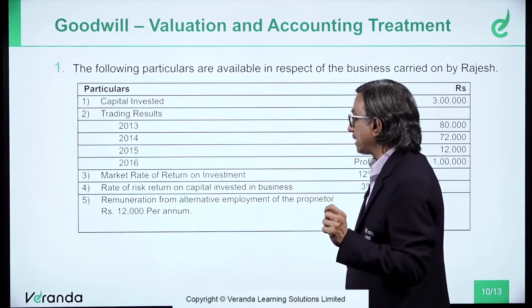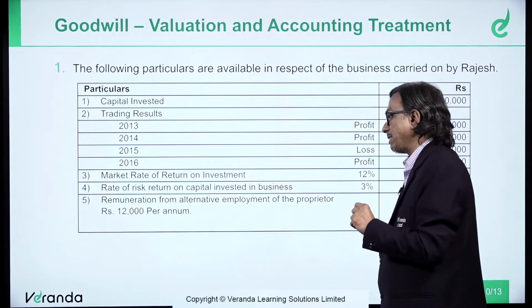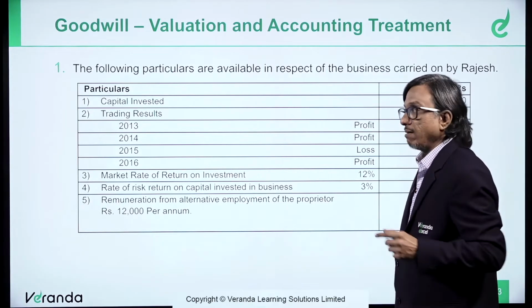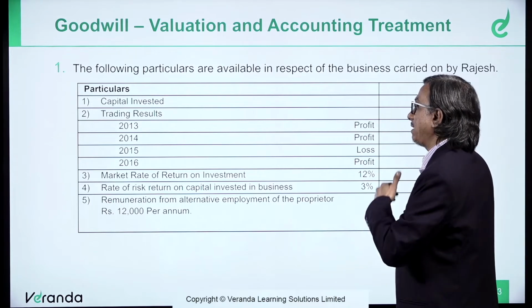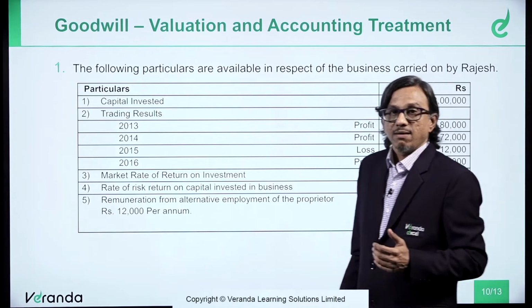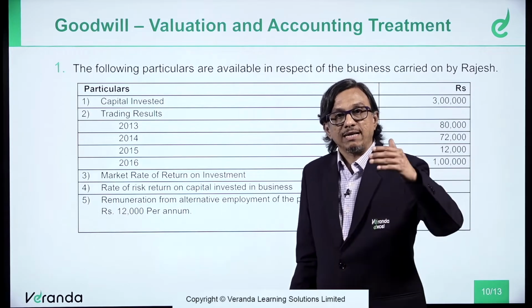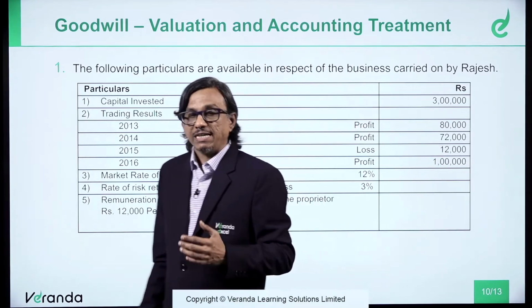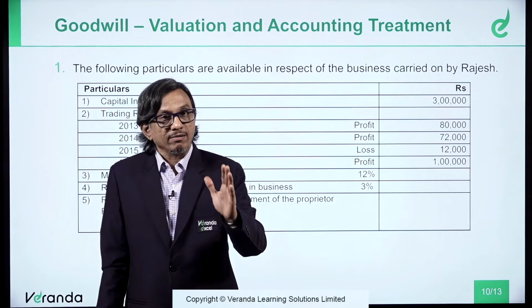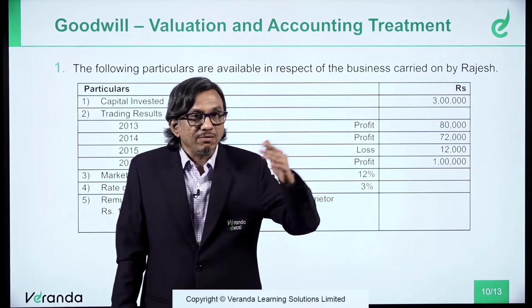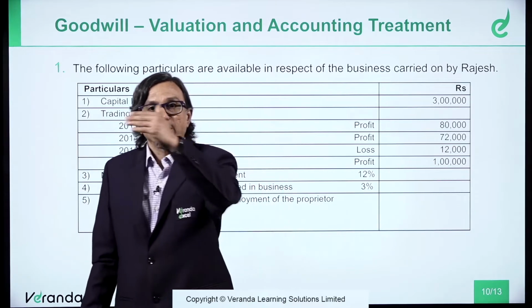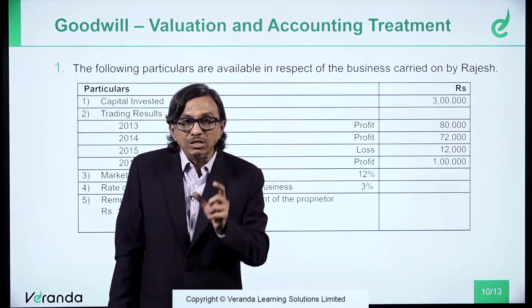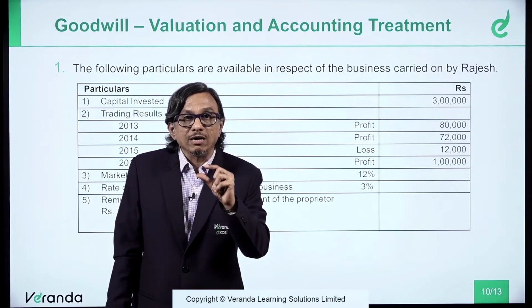Remuneration from alternative employment of the proprietor, 12,000 per annum. What is the meaning of this? Mr. Rajesh has invested 3 lakh in the business, but earlier he was working as an employee in some other company. From that company he was getting a remuneration of 12,000 per annum. Now when he starts a business, will he be able to continue that employment? Not possible. That means he will be losing that 12,000 rupees income.